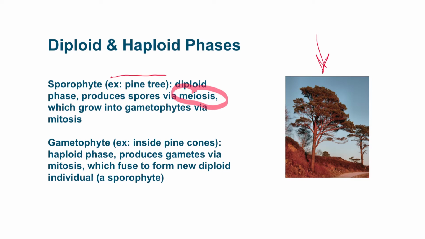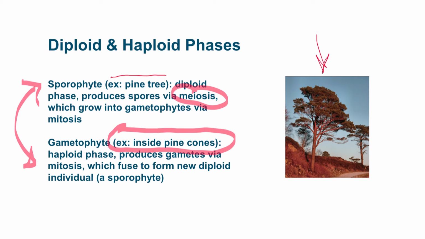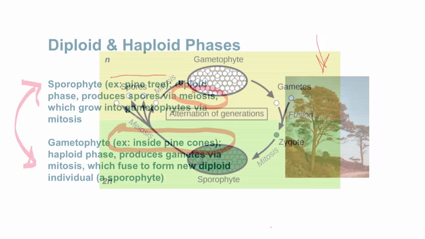And so the spores grow into gametophytes through the process of mitosis. And then the gametophyte, which, for example, is inside the cones of the pine tree, the gametophyte is the haploid phase, which produces gametes through mitosis, which then fuse to form new diploid individuals, which then we call the sporophytes. And so you can see how these two phases alternate depending on the stage of the life cycle of the plant.